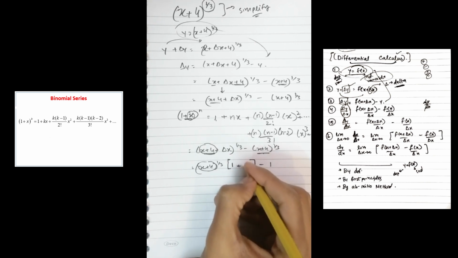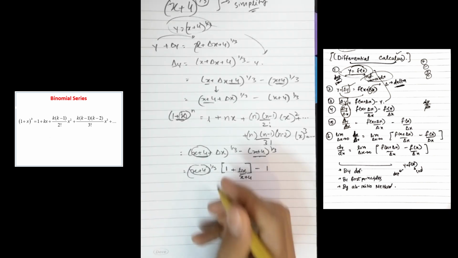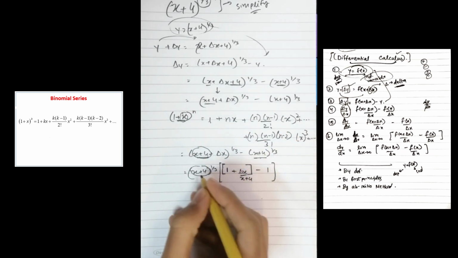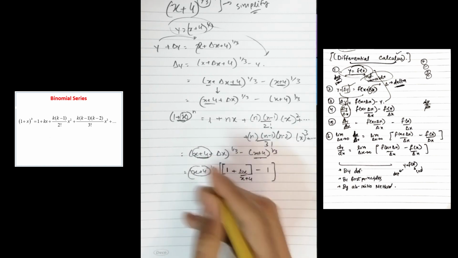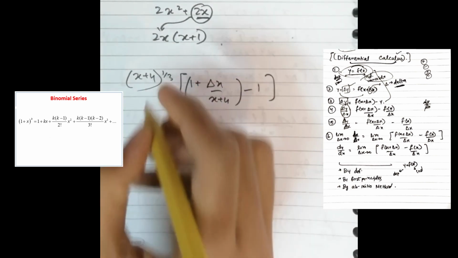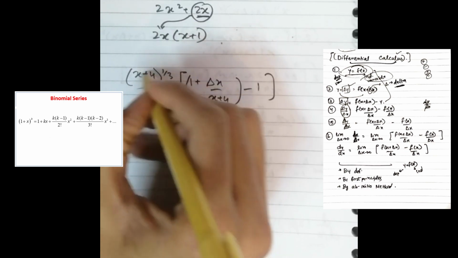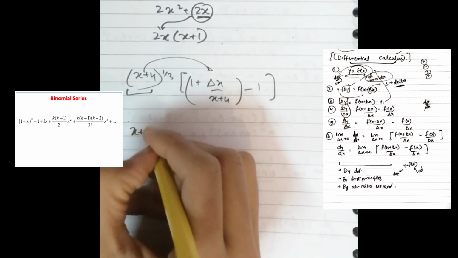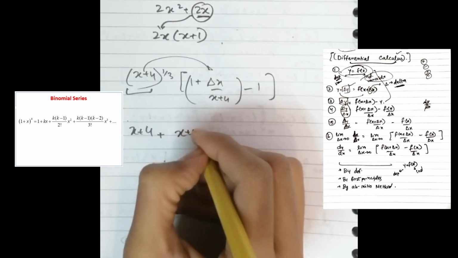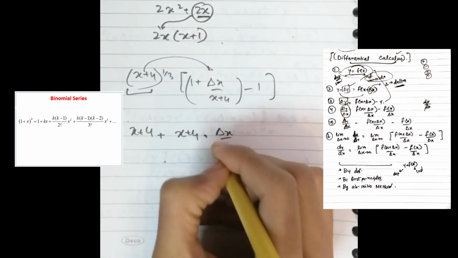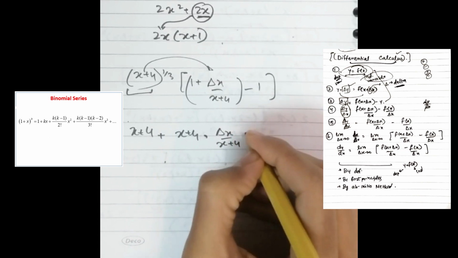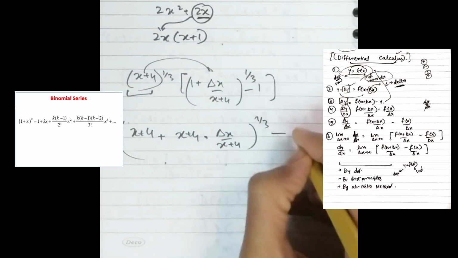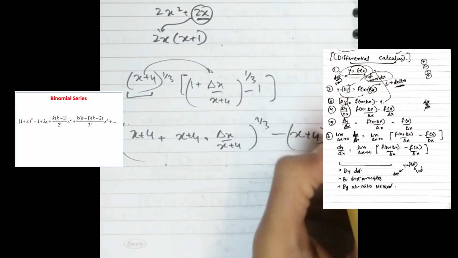You can simply write delta x divided by x plus 4, and you can also use a square bracket over here so that it resembles that x plus 4 power 1 by 3 is being multiplied by all of those terms. Okay, if I multiply x plus 4 power 1 by 3 with everything inside this bracket, what would happen? It would go like x plus 4 plus x plus 4 times delta x divided by x plus 4, right? And there's a bracket, and I should write the power over here, 1 by 3, minus this x plus 4 is multiplied, so x plus 4 power 1 by 3, right?